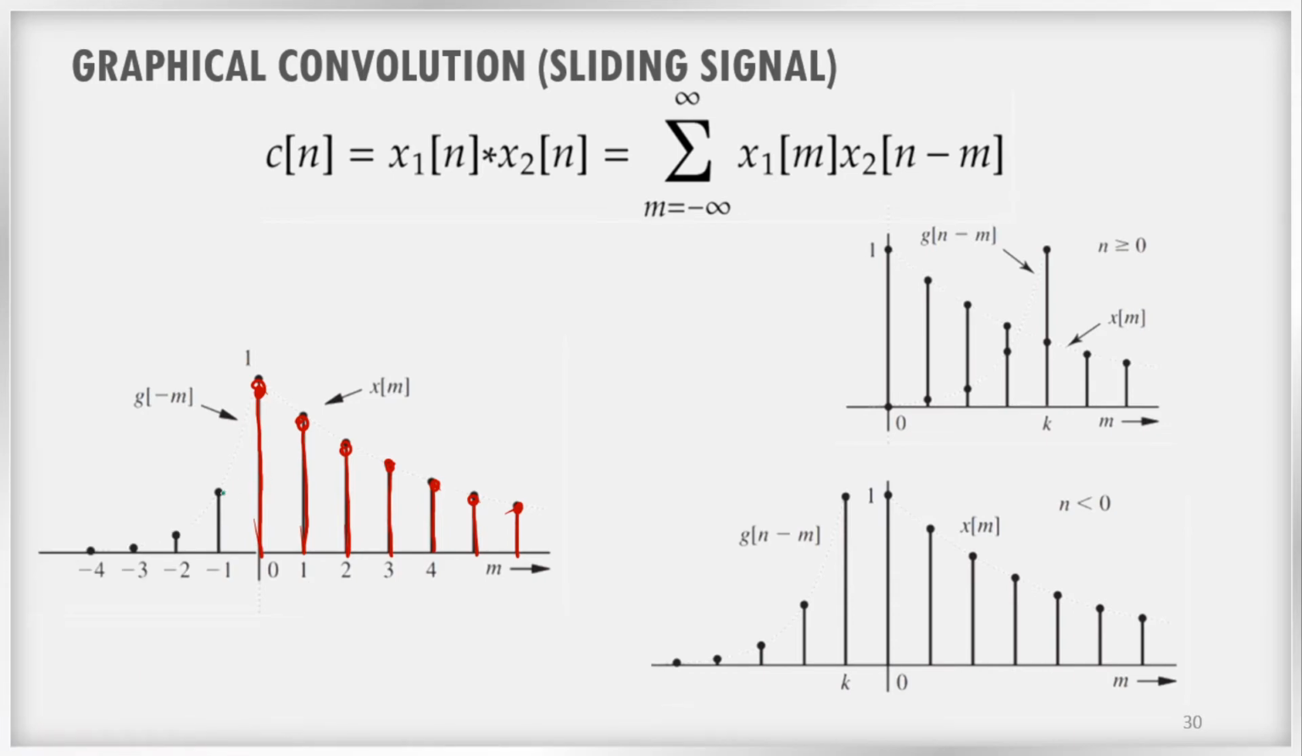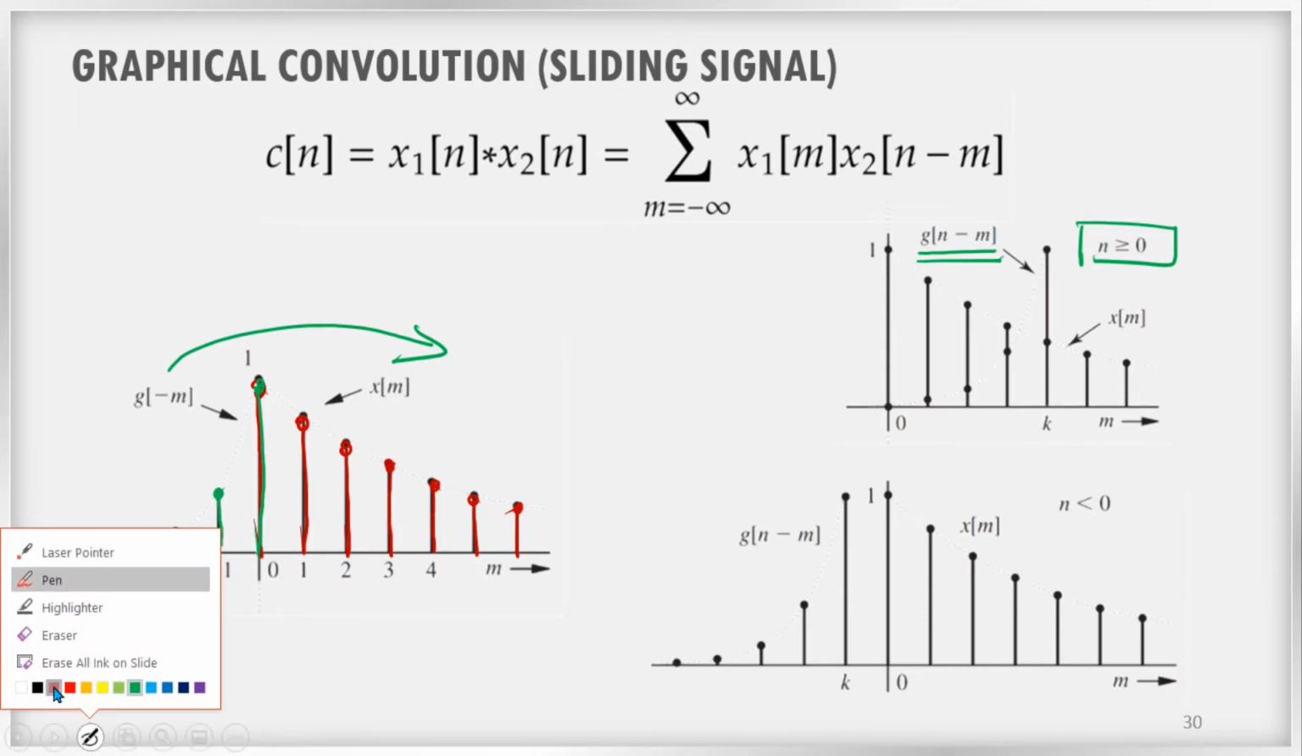So this is our g of m, right? This is our g of m. I am going to shift it right or left, right? Now assume that g of n minus m is shifted towards the right. This particular signal is shifted towards the right, where n is greater than 0. If n is greater than 0, what happens? This g of m will be shifted to the right. So I am going to mark them with the same color.